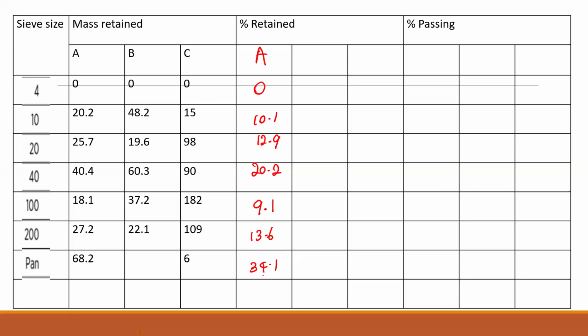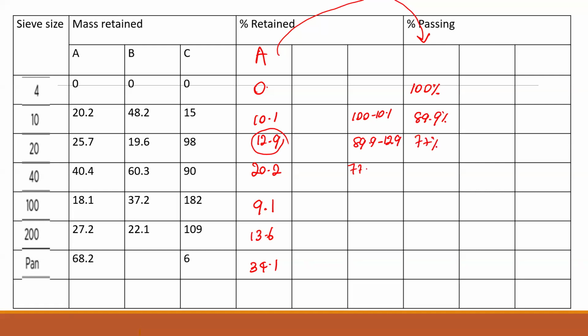Okay, that's good. So now we need to convert it to the percentage passing, because we can follow that flow chart when we know the percentage passing. So percentage passing here, 100% is your total. So 100 minus 0, everything passed through from the first sieve, so 100% pass through. Then the next one will be 100 minus 10.1, so that will be 89.9%. And then 89.9% minus whatever the retained percentage, 12.9, and that will become 77%.